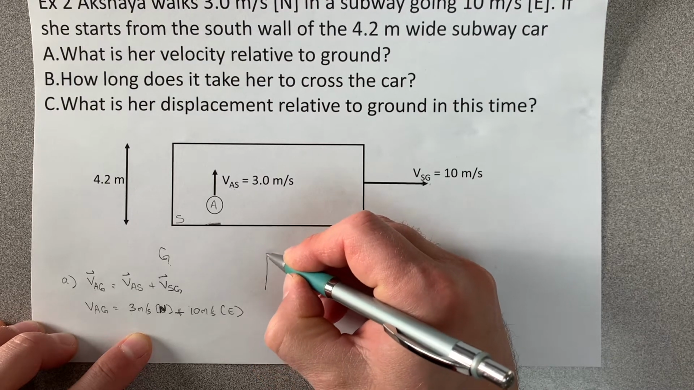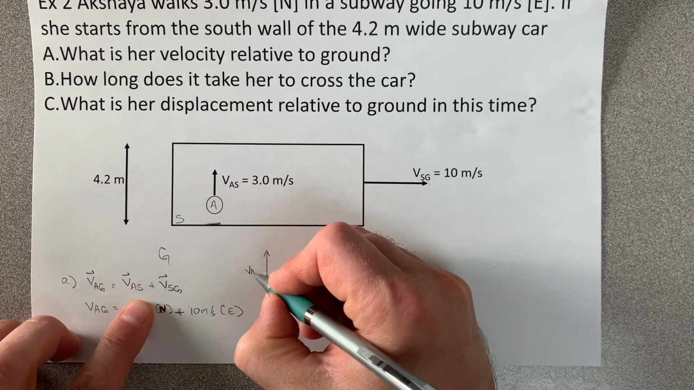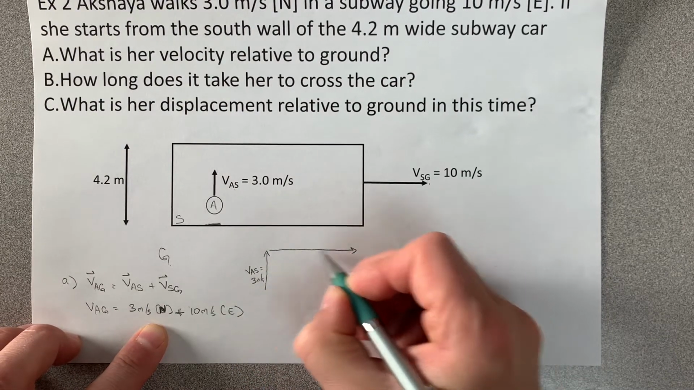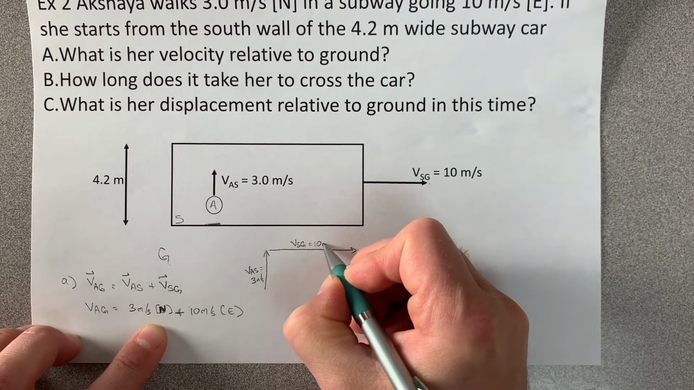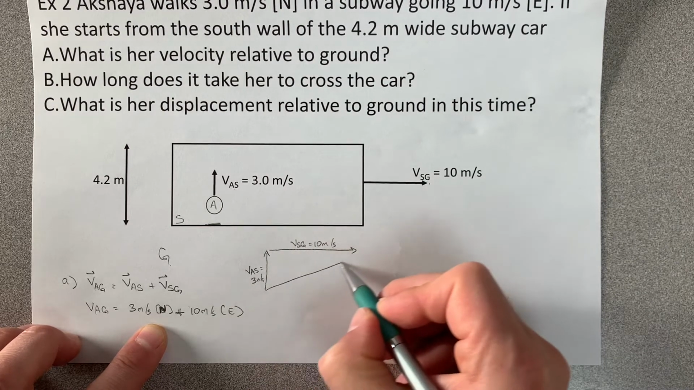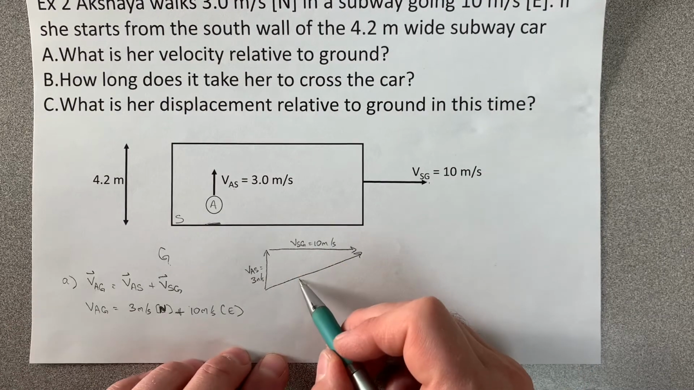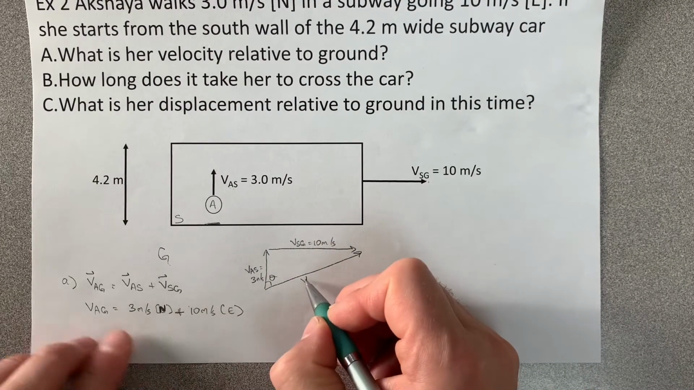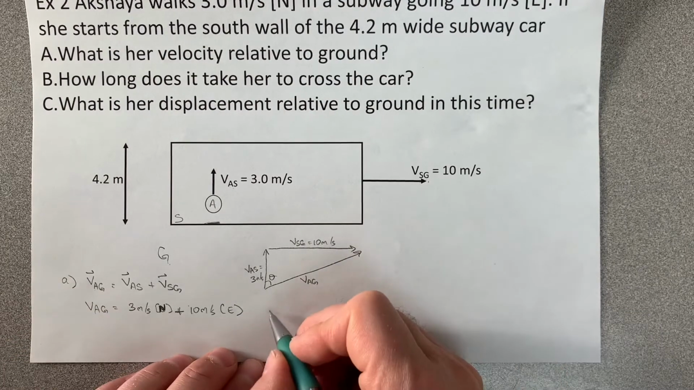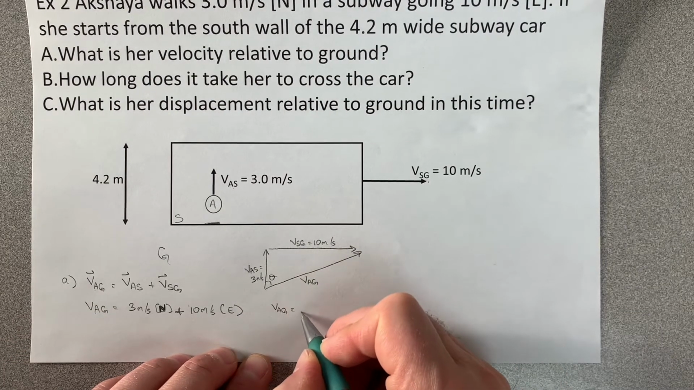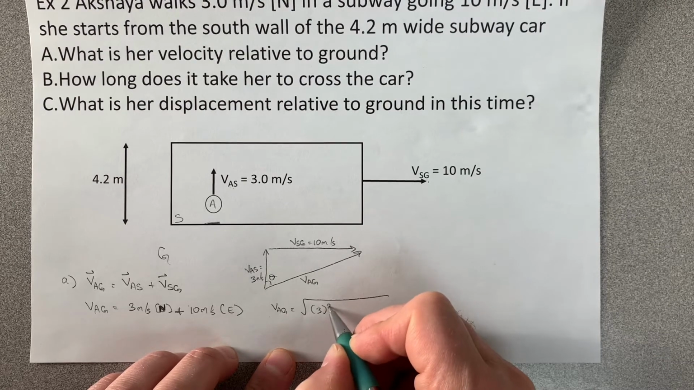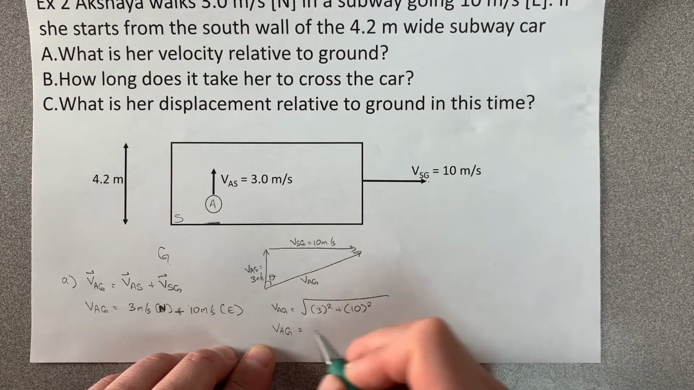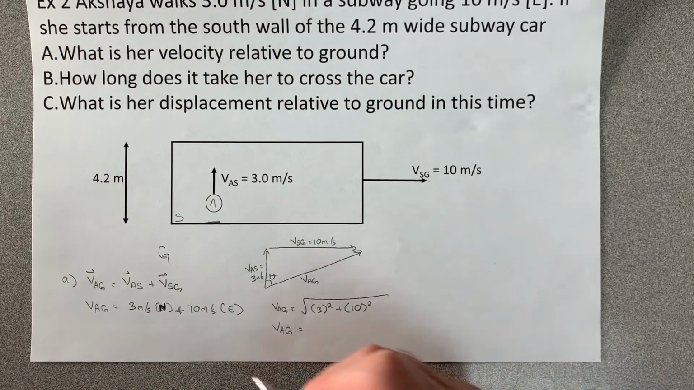The way that we add vectors like that is, VAS is going this way, again that's 3 meters per second. We've got VSG going this way, 10 meters per second. The way that we add them then is to draw them tip to tail. We're going to use some Pythagoras. We'll use some trig as well to find this angle. So this is Akshaya to ground. What we're going to say then is VAG is, just using Pythagoras, the square root of 3 squared plus 10 squared. VAG, what does that end up being?